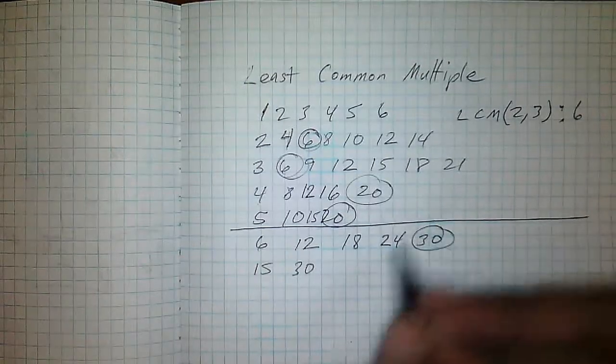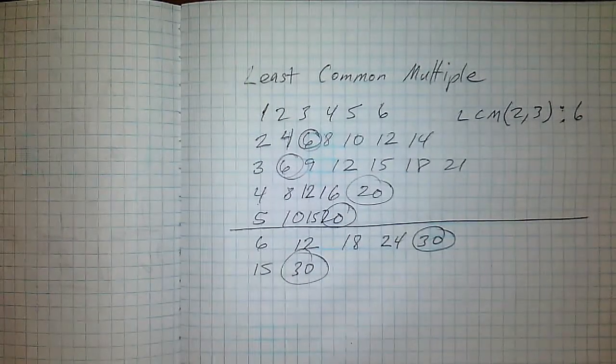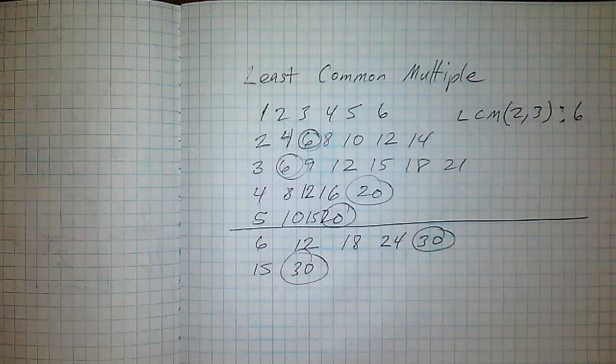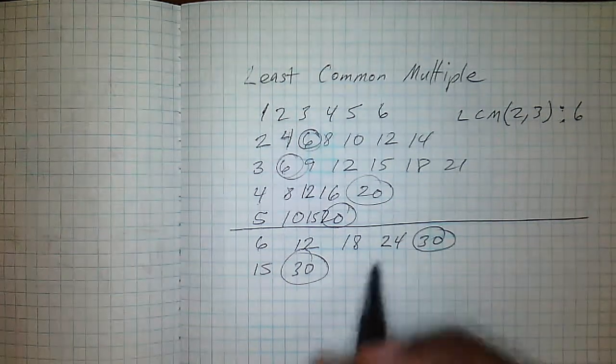And that way we only list what we have to list to find the least common multiple between the two numbers. All right. So there we have it. We have how to find the least common multiple.